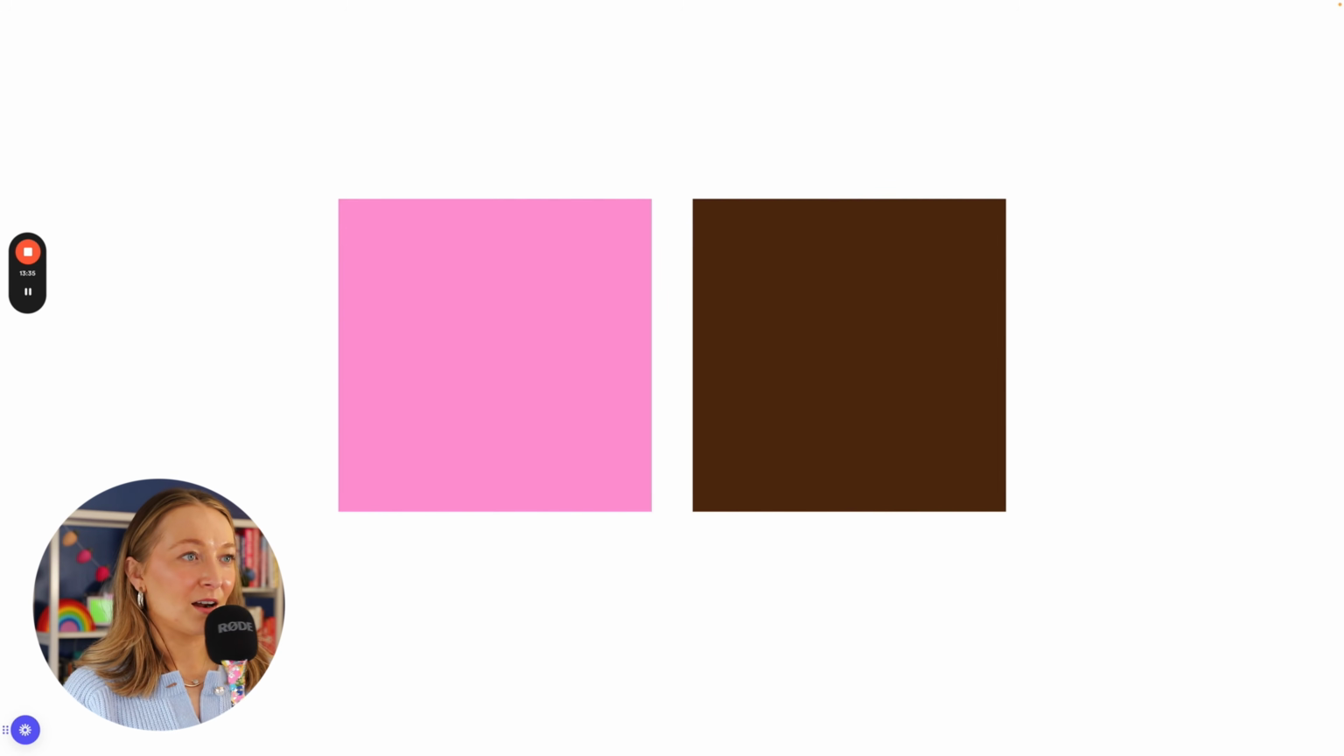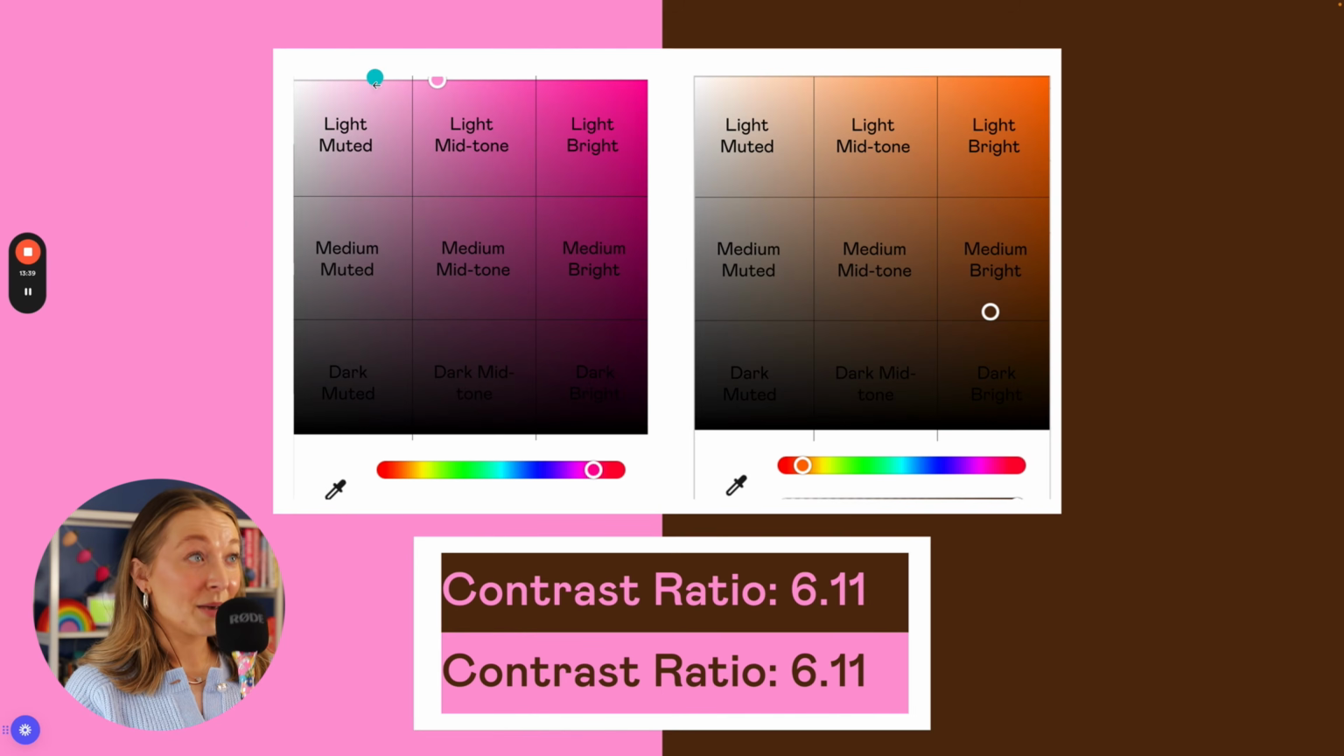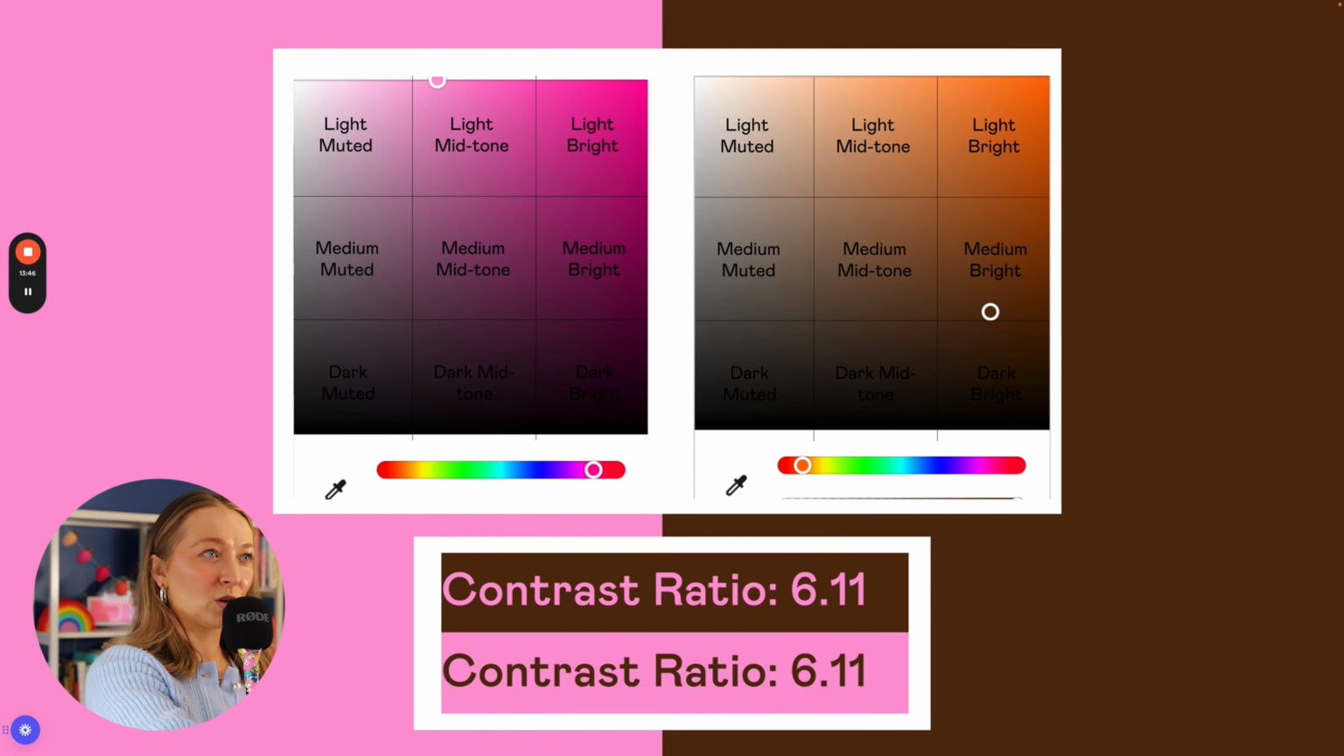Now let's try this pair, this pink and this brown. The pink sits right here in the hue spectrum. It's in the light mid-tone section, sort of on the left side, a little bit more towards muted.